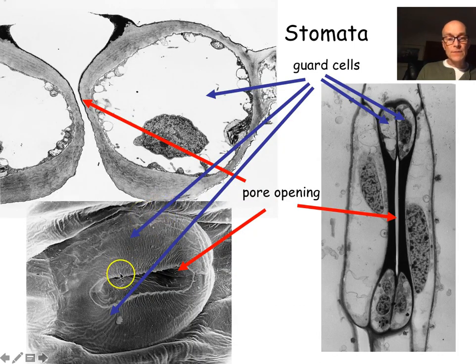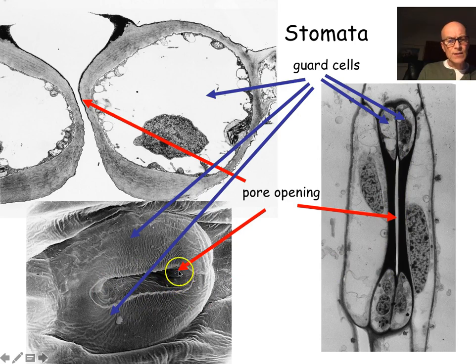Here's some examples. So these are electron micrographs. This is a transmission electron micrograph, and these are scanning electron micrographs. This is another transmission electron micrograph. So here you see the cell. Here you see the guard cells here and here. Here you see the stomata, the stoma in between.